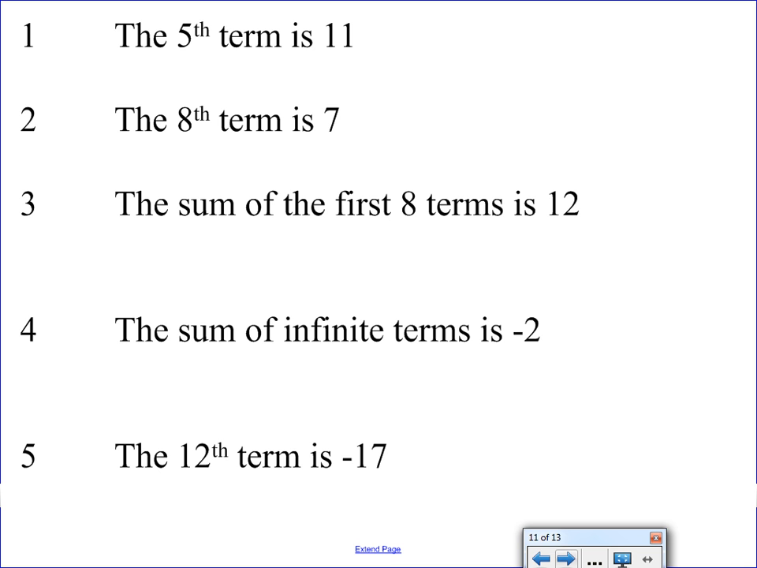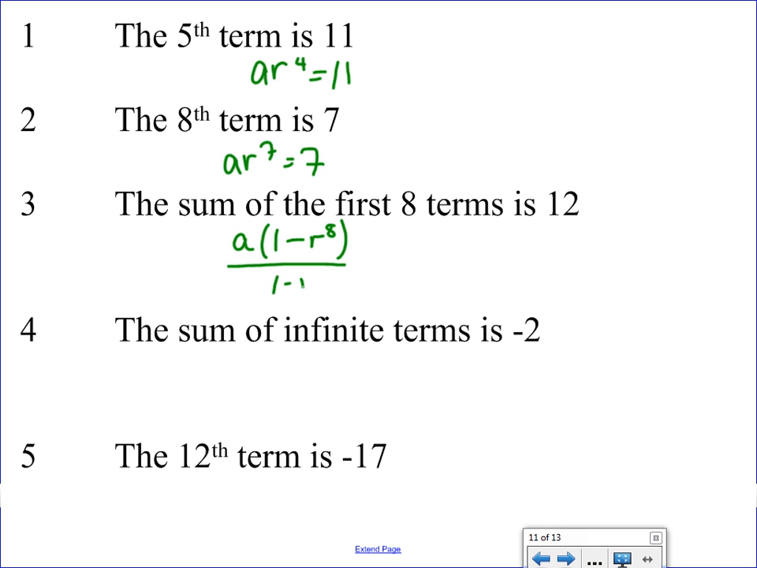So, here we go. The fifth term. So we're doing ar to the n minus 1, and n in this case is 5, so ar to the 4 is 11. The 8th term is 7, so ar to the 7 is 7. The sum of the first 8 terms is 12, so we're doing a times 1 minus r to the n, but we know that n is 8, over 1 minus r is 12.